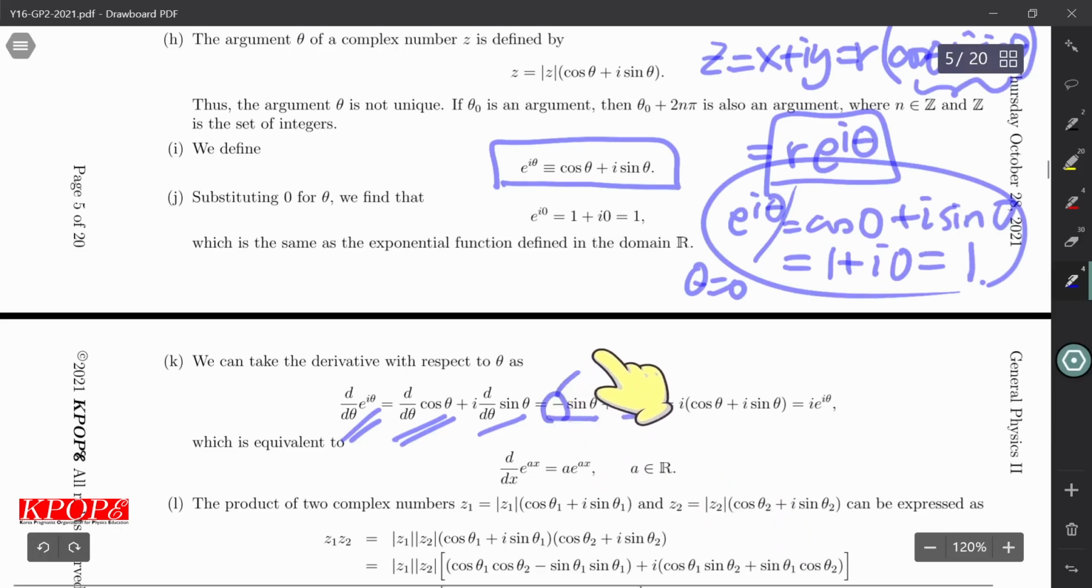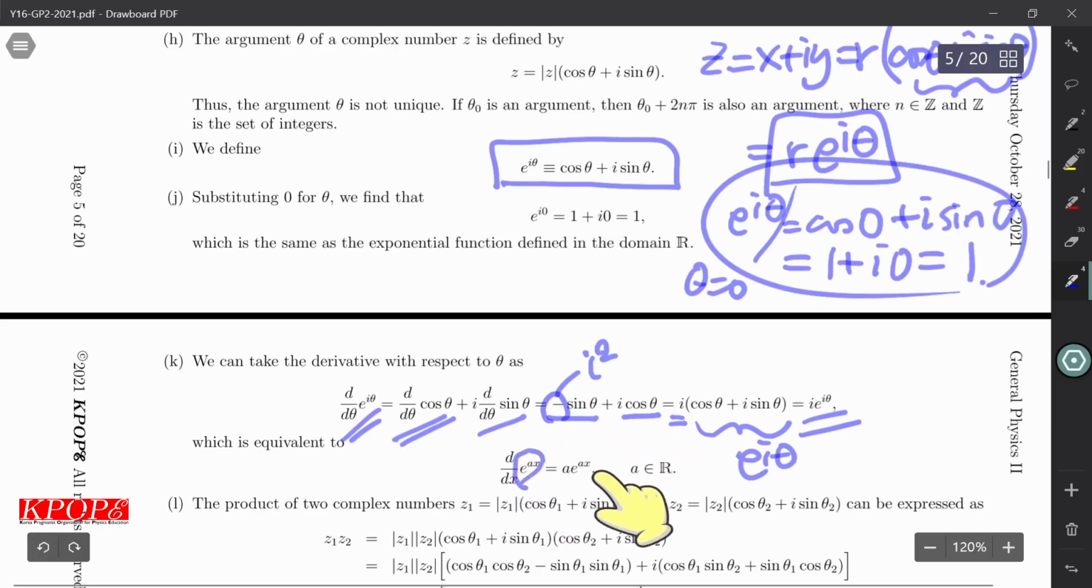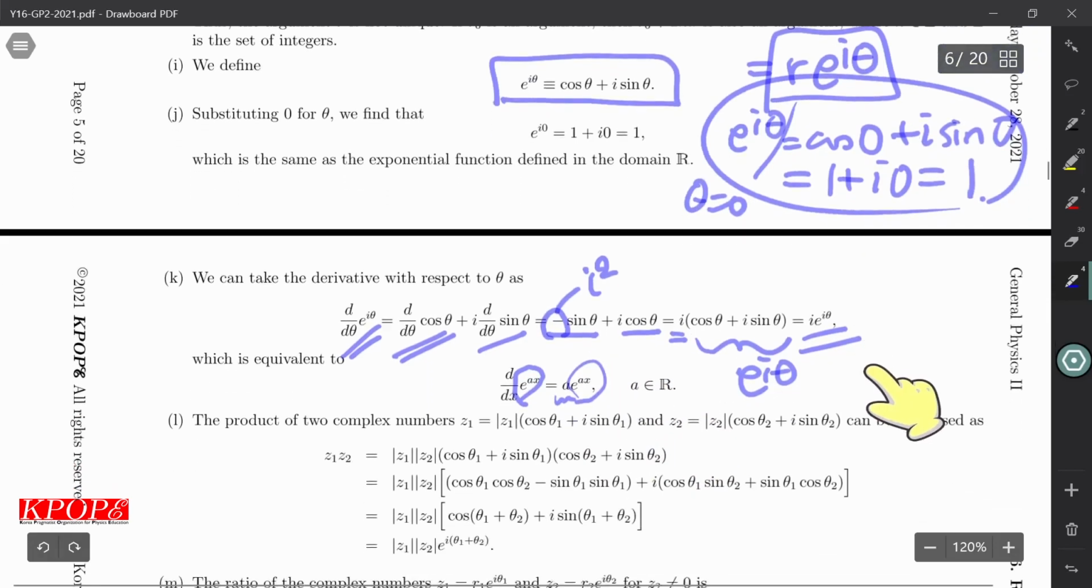Because this one is i squared, I can factor i out, and again we have e to the i theta. So i times e to the i theta. It is just like the real variable function e to the ax. When we take the derivative with respect to x, we get a factor a with the same form.